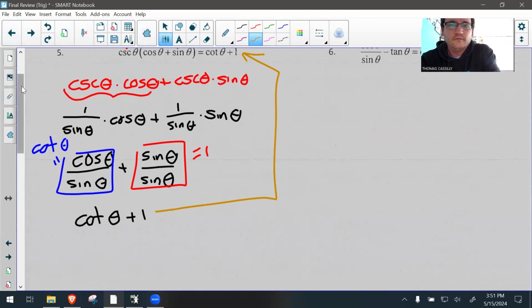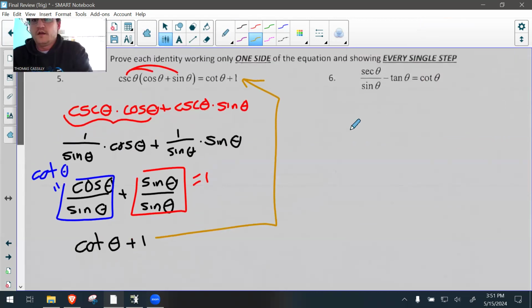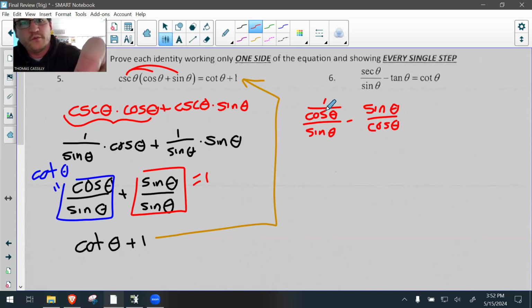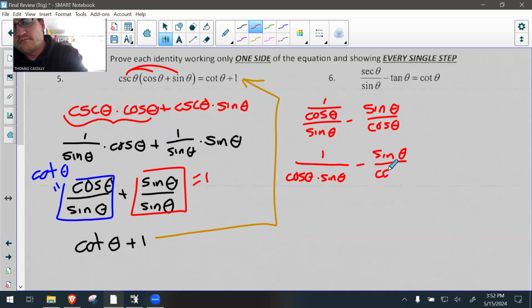All right. Now the next one, let's see, secant over sine. So this turns into 1 over cosine of theta all over sine of theta, minus sine of theta over the cosine of theta. That first one looks ugly. You've got a fraction inside of a fraction. So if we clean that up, that cosine just moves downstairs. We have the cosine of theta times the sine of theta, minus sine of theta over cosine of theta.